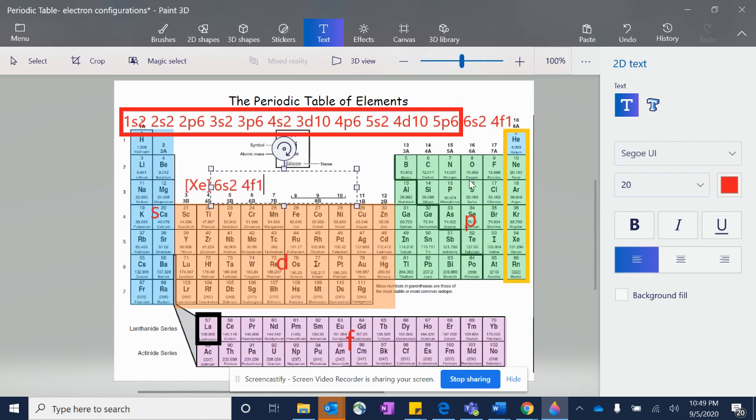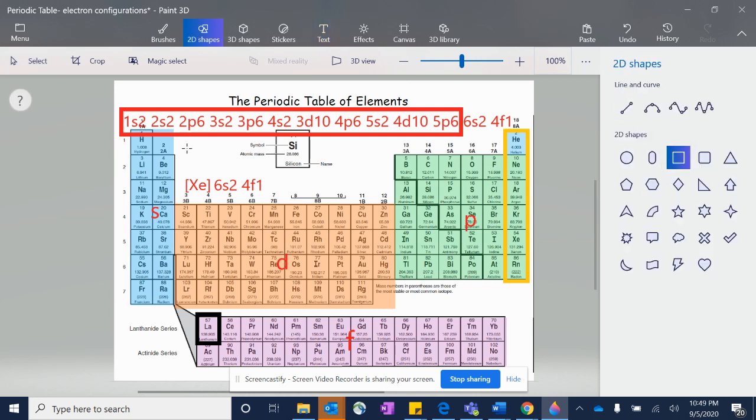You can do this for really any element except for hydrogen, since it comes before the very first noble gas. So obviously you can't use a noble gas configuration for hydrogen, but for any other element, you can find the most recent noble gas, put it in brackets, and then write the electron configuration for the tiles that come after it. So let's look at a second example here.